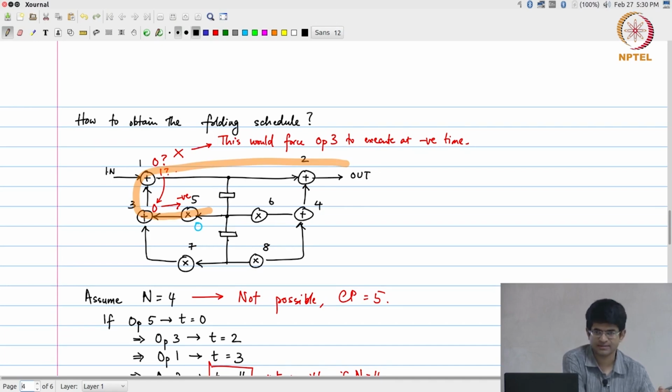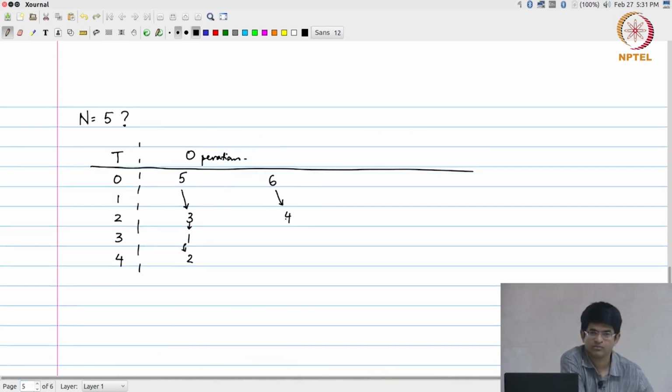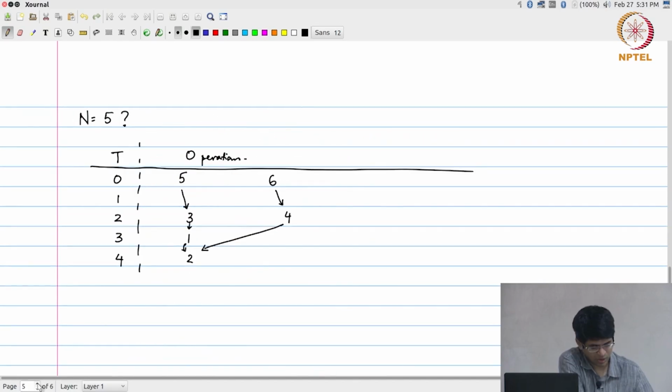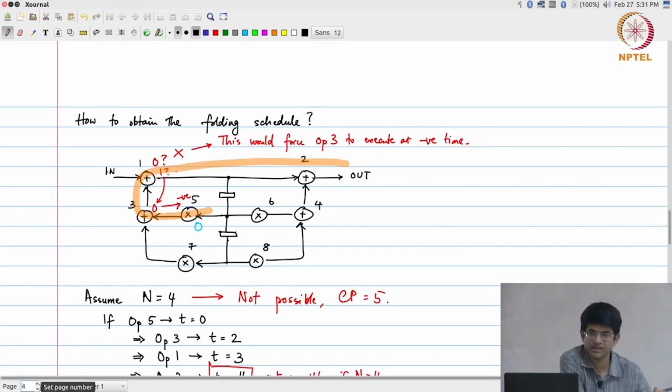What about operation 6? That can also execute at time 0. That in turn feeds into operation number 4, and that in turn feeds into operation number 2. What about the other operations? So I have 7, which again feeds into 3. The output of 7 again has no input dependencies because it has a delay element in front of it. So anything which has a delay element in front of it, the input corresponding to that could have executed in the previous iteration.